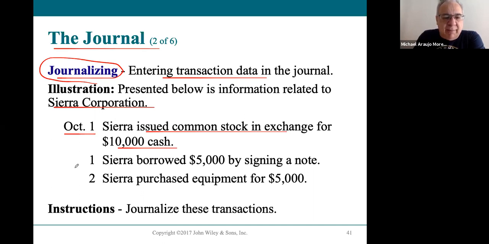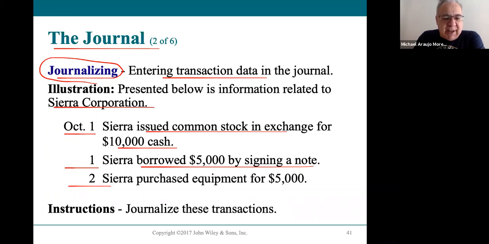Also later on the day, on October the 1st, they borrowed $5,000 by signing a note. We have more cash, we have more notes payable. We did the analysis there. Then you added your debit and credit analysis. More cash is on the debit side, more notes payable on the credit side. You've done a lot of this work, and now we're going to write it down.